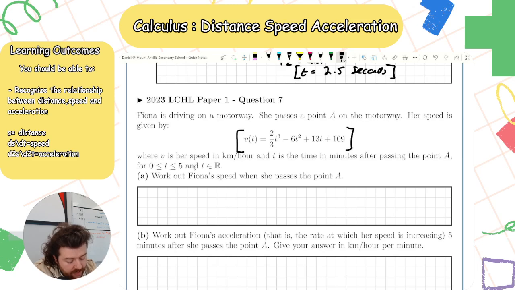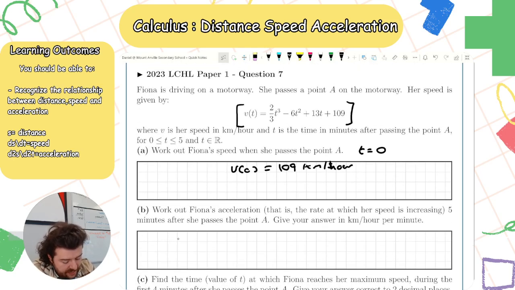Where v is her speed in kilometers per hour and t is the time in minutes after passing the point. Well, if she just passed the point, t is 0. So when t is 0, this will go to 0, this will go to 0, this will go to 0. It's 109 kilometers per hour.